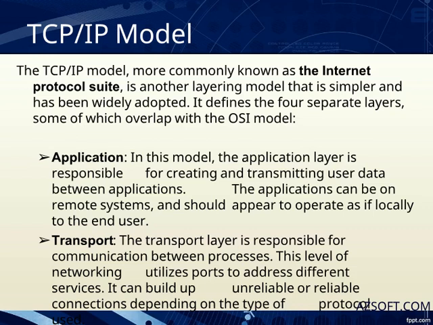Application. In this model, the application layer is responsible for creating and transmitting user data between applications. The applications can be on remote systems, and should appear to operate as if locally to the end user. Transport. The transport layer is responsible for communication between processes. This level of networking utilizes ports to address different services. It can build up unreliable or reliable connections depending on the type of protocol used.